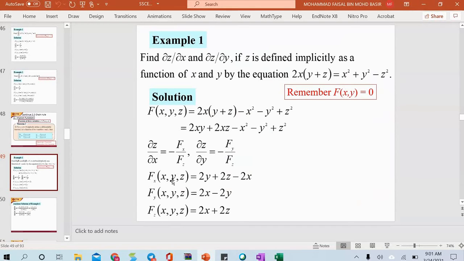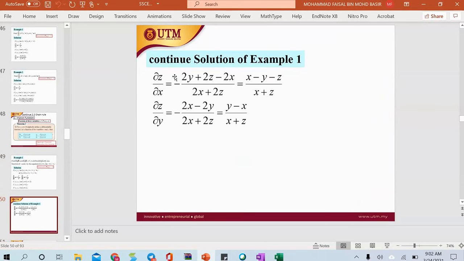So to find fx, differentiate with respect to x, which means z and y are constant. So this will be 2y, this will be 2z, this is minus 2x, and the rest are 0, because you are differentiating with respect to x. It's the same, just follow the order and substitute. Actually, you don't need to solve it, but it is good if you do.